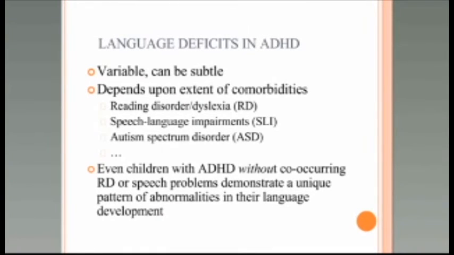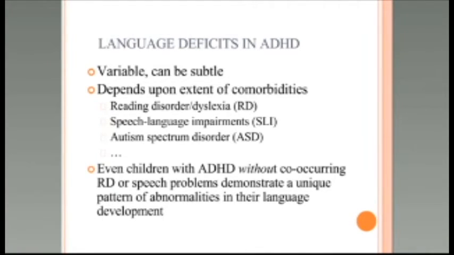Another area where we can see real difficulty in ADHD is language. And these difficulties can be subtle, but also can be quite variable. And it certainly depends upon the extent of comorbidities. So reading disorder or dyslexia certainly has its share of language-related weaknesses and difficulties. There are speech-language impairments, as I showed you in that figure, that can co-occur with ADHD. And certainly the communication deficits notable in autism spectrum disorders can play a role in language deficits.